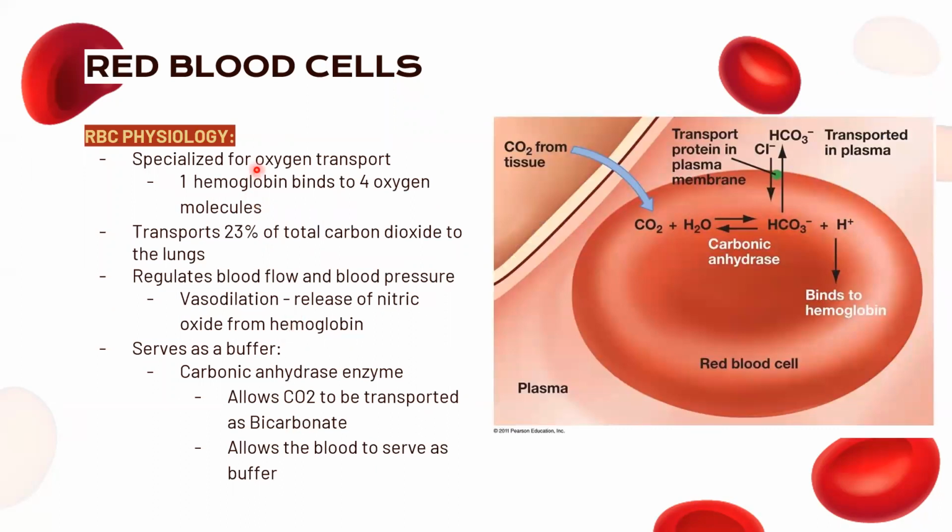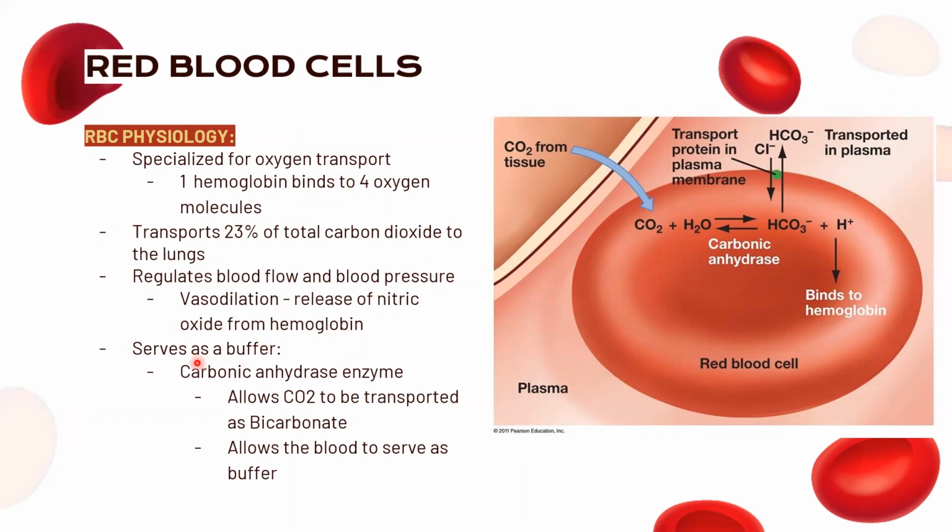The RBC is specialized for oxygen transport. One hemoglobin can bind to 4 oxygen molecules and transports 23% of total carbon dioxide to the lungs. RBC also regulates blood flow and blood pressure, wherein if there is vasodilation, or increase in the diameter of the blood vessel, there is a release of nitric oxide from hemoglobin.